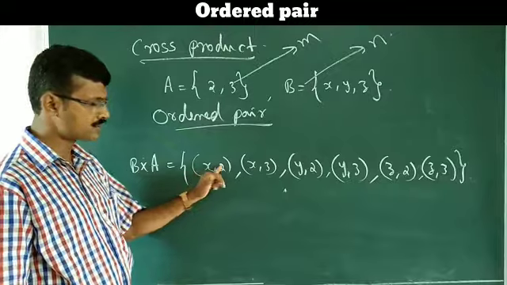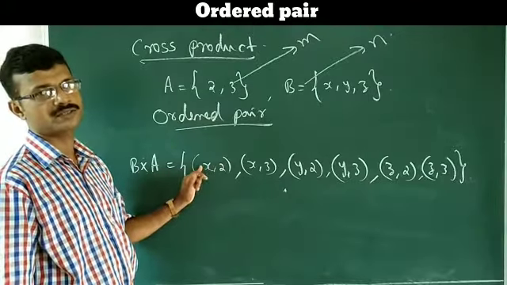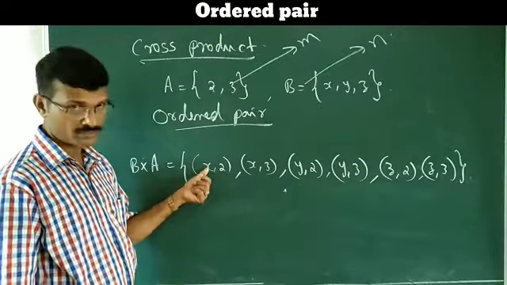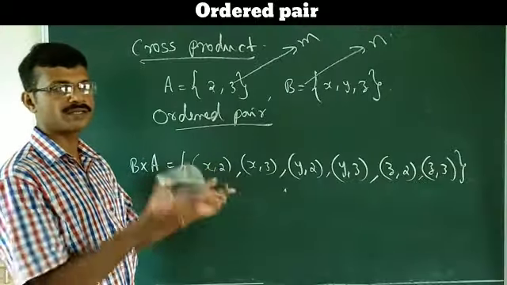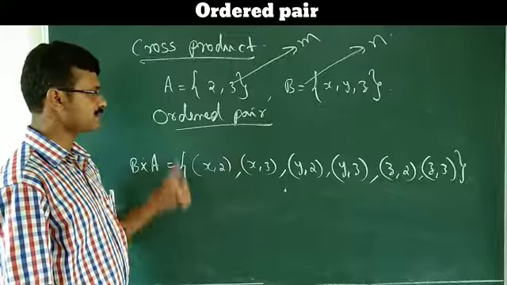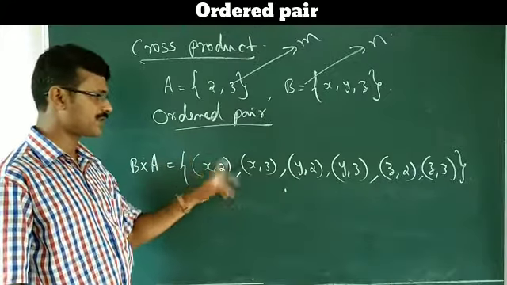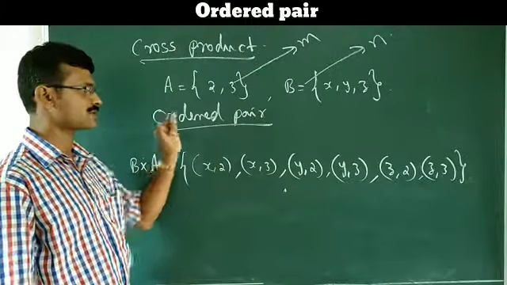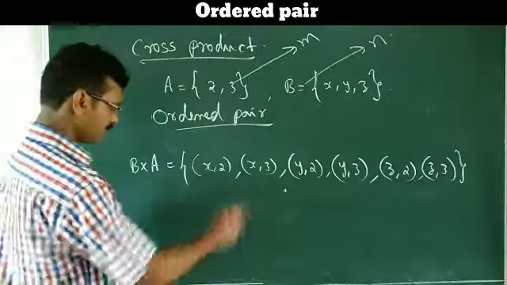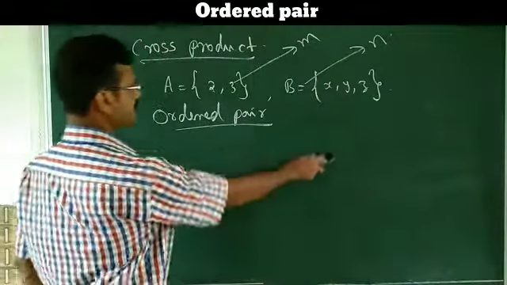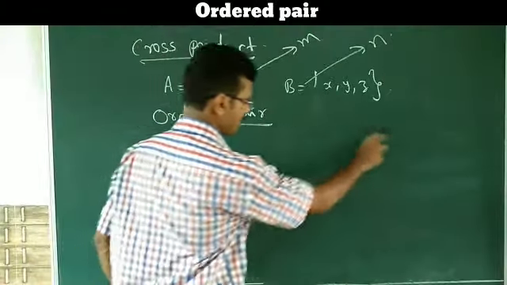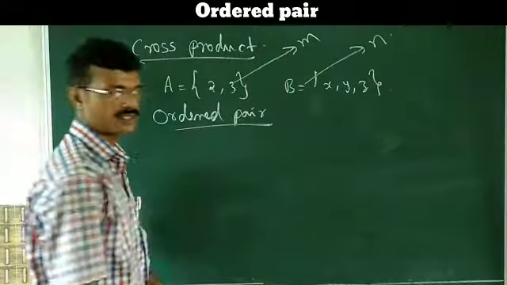See, for example, (x, 2) is not the same as (2, x). (x, 2) means x is the first component and 2 is the second component. So we cannot interchange these two. That is why its order is very important, and that is why it is known as an ordered pair. So we are going to say about some property regarding ordered pairs. An ordered pair comes by finding the cross product between the sets.